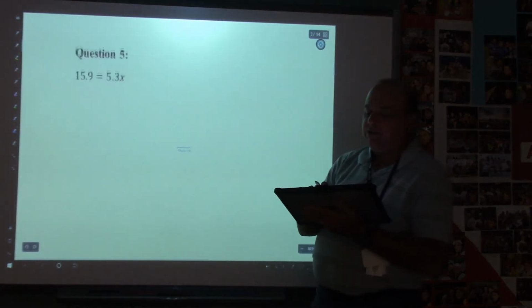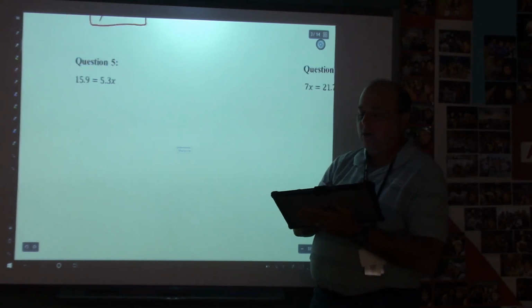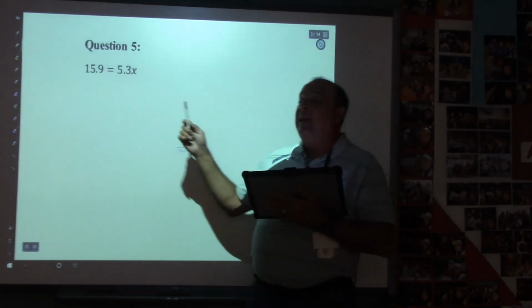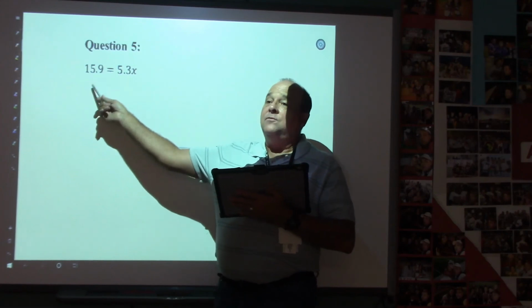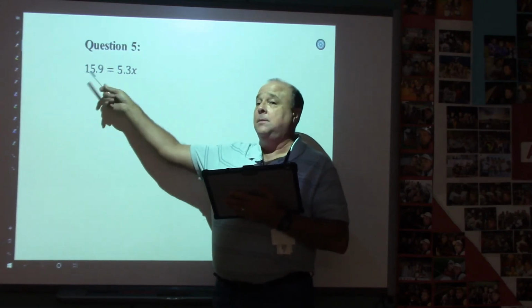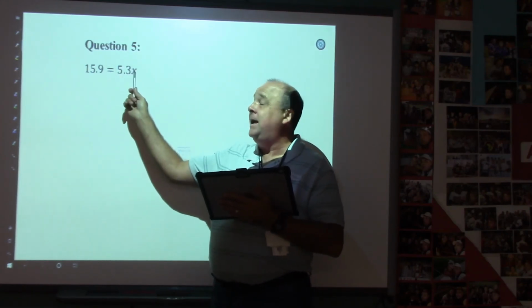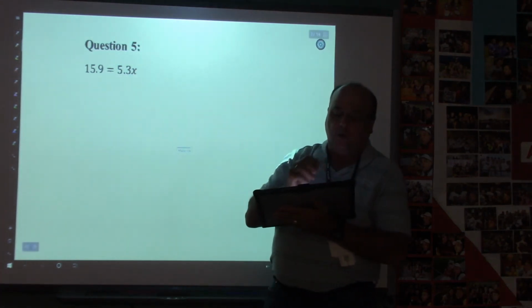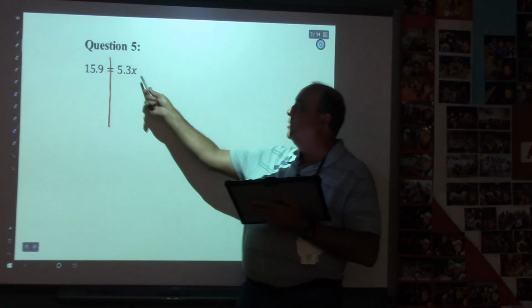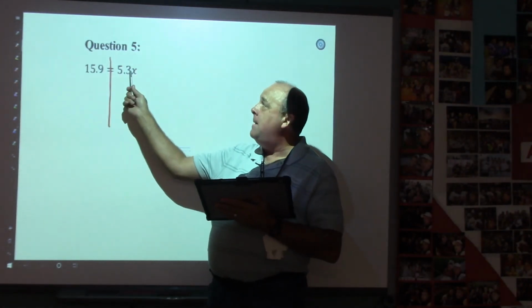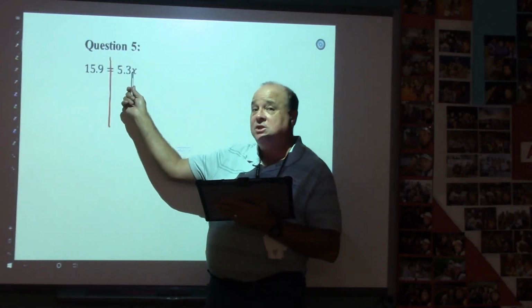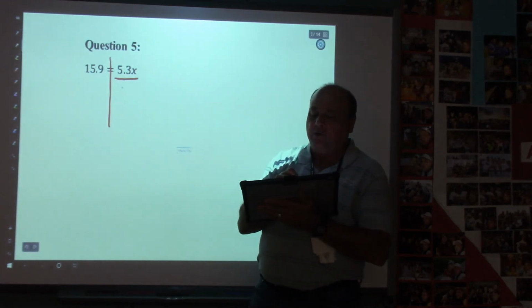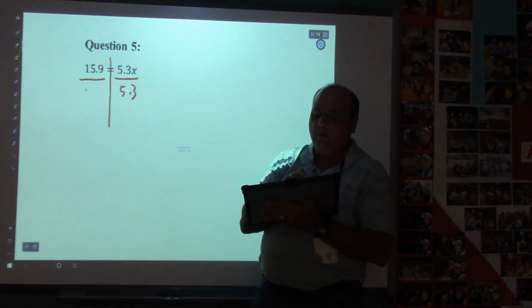And lastly, let's do these. This is a little bit harder. Now then, remember, the x does not have to be on the left or the right, okay? The x could be anywhere. So on this problem here, my x is on the right, so I need all the numbers on the left. So if I were to draw my bar, I got to move across the 5.3, don't I? But I'm multiplying, so this is my coefficient in it. So I'm going to divide both sides by 5.3.